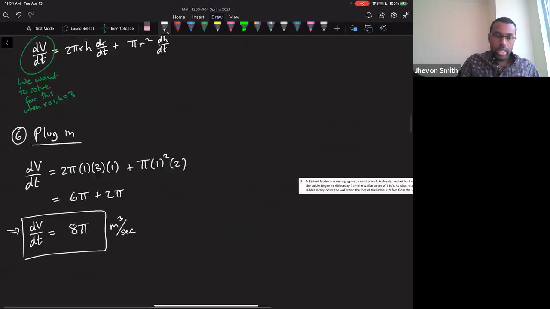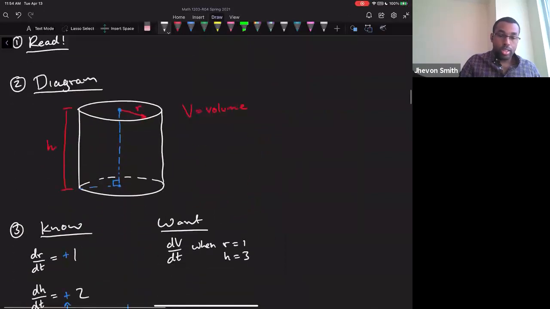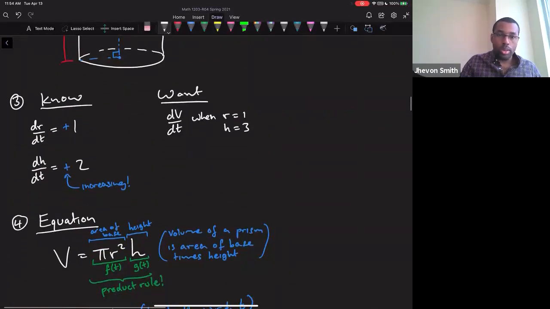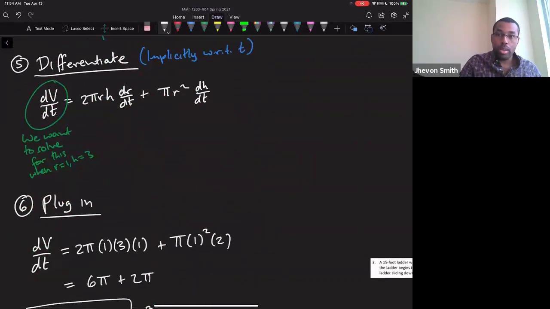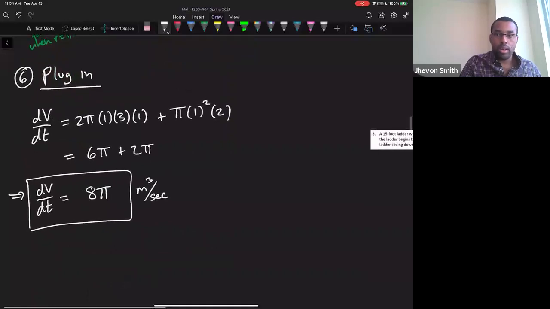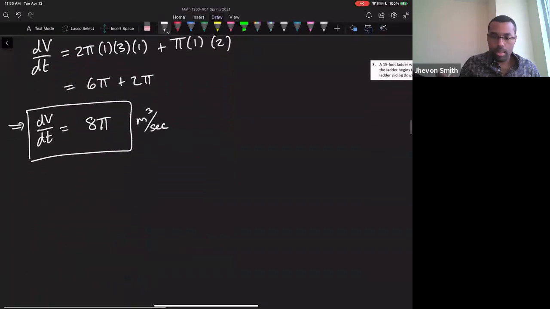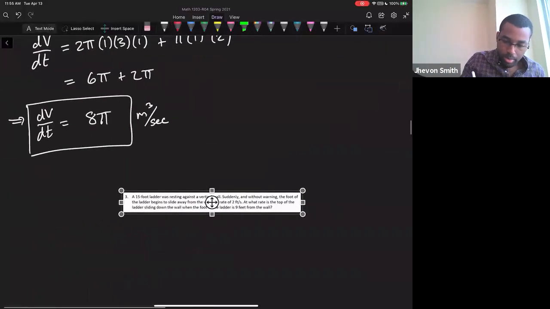Okay, so here were the 6 steps. 1, read. 2, diagram. 3, what do you know, what you want. 4, equation. 5, differentiate implicitly with respect to time. You need to review implicit differentiation. And 6, plug in. In this case, everything went smoothly. Yeah, so that's that. We're going to do this a bunch more times, just to hammer it home.